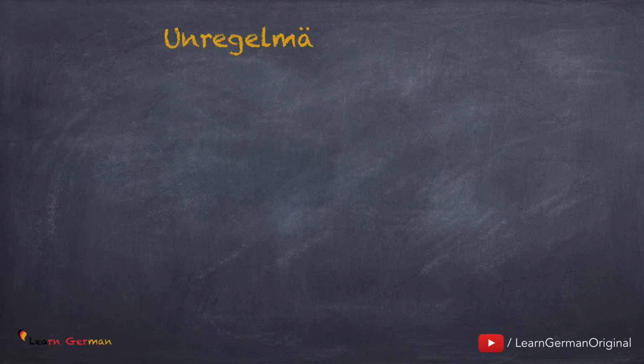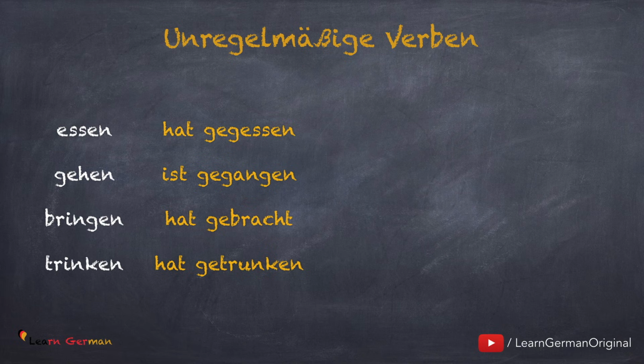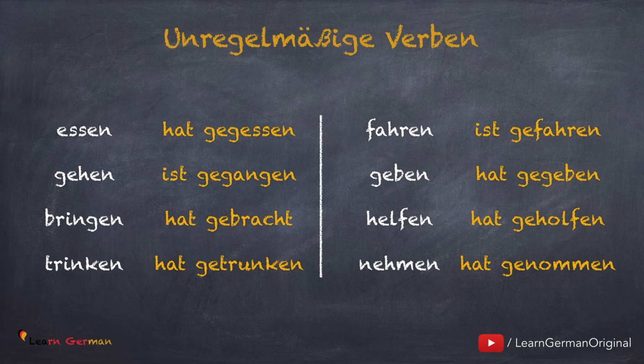Here's a list of a few irregular verbs and their Perfekt that you should know. Essen, hat gegessen. Gehen, ist gegangen. Bringen, hat gebracht. Trinken, hat getrunken. Fahren, ist gefahren. Geben, hat gegeben. Helfen, hat geholfen. Nehmen, hat genommen.